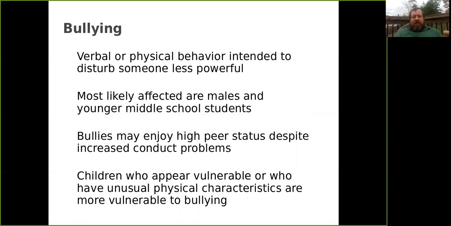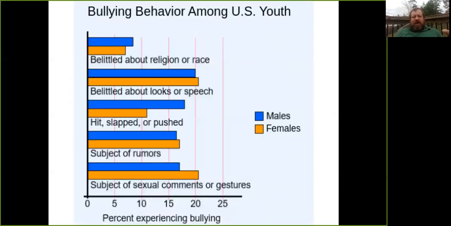The most vulnerable children are children who appear vulnerable. They appear physically vulnerable. And so children who don't have a friend, children who are alone, children who are isolated, who are withdrawn, who are physically smaller, are more likely to be victimized by bullies.